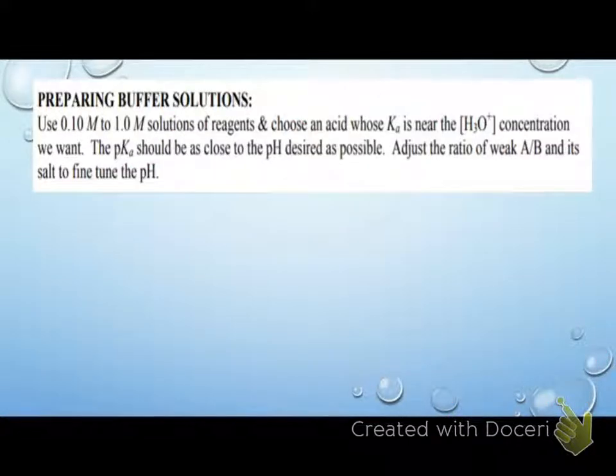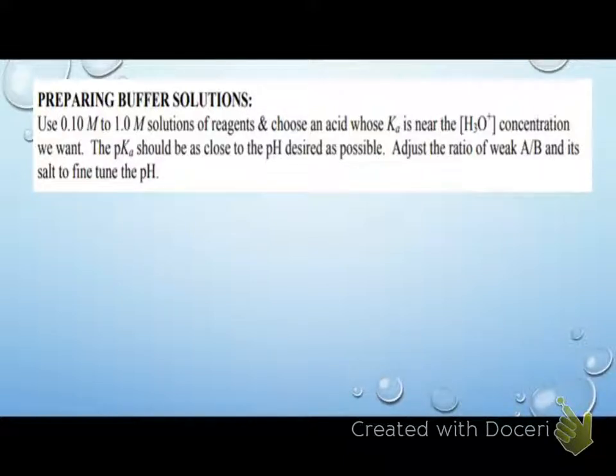Okay, so the next one is preparing a buffer solution. But it says using acetic acid, right? Oh, this is just telling you that's not the problem yet. Sorry, I was ready to do a problem. So you're going to choose one whose Ka is near your concentration.